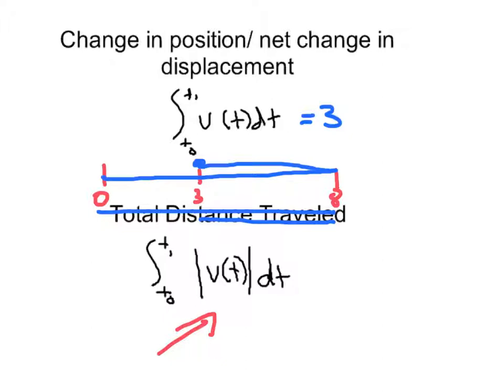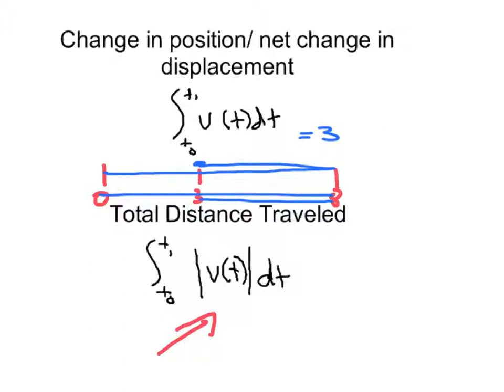But if I was to do total distance traveled, it would give me 13, because it would be the positive 8 going to 8 and then the absolute value of negative 5, so positive 5 going back, so it would be positive 13. So the difference between change in position and total distance traveled is change in position is literally the distance between where it started at that time and where it ended. Total distance gives me the total amount that thing traveled.